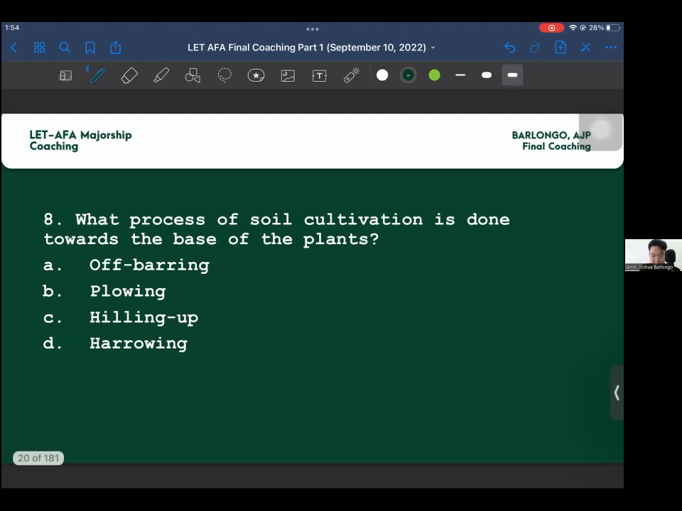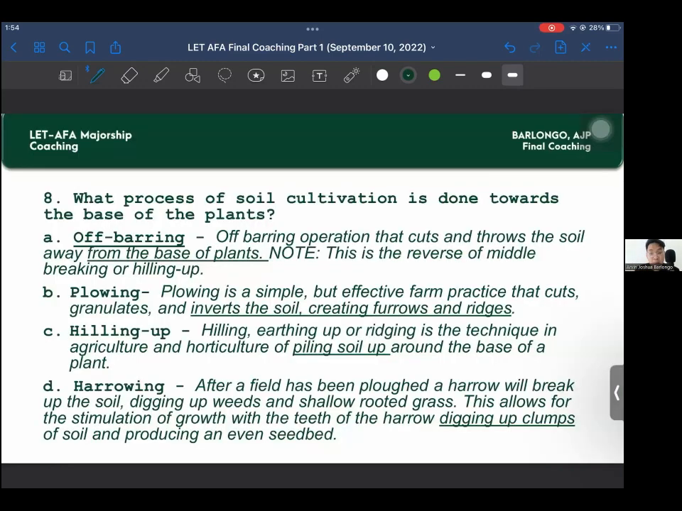Number 8. What process of soil cultivation is done towards the base of the plants? A, off barring. B, plowing. C, healing up. Or letter D, harrowing. So done towards the base of the plants, the answer is letter A, which is off barring.